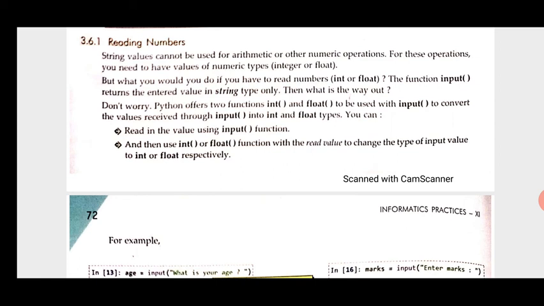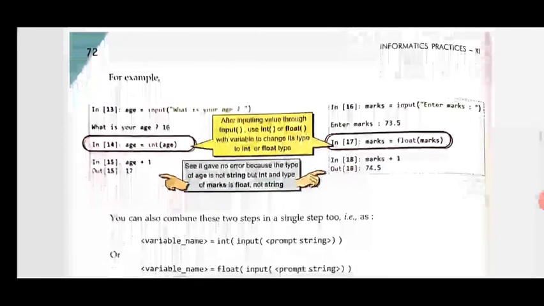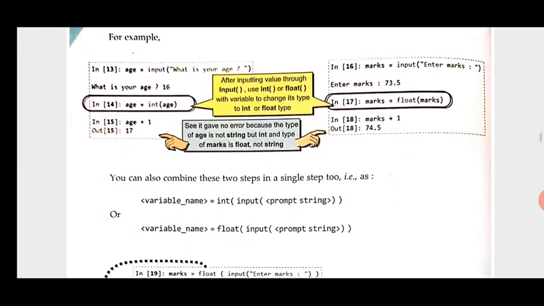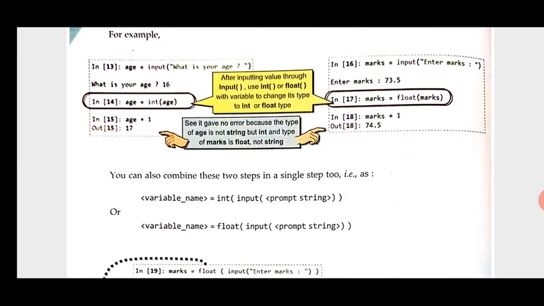With the help of the int function or the float function, we can ask the user for integer or floating point values. For example, in input line 13, age is equal to input, "what is your age?" Then the user writes 16, and age is equal to int(age). Now the value of age, 16, is converted into an integer, and then in line number 15, age plus 1 is equal to 17 is possible.